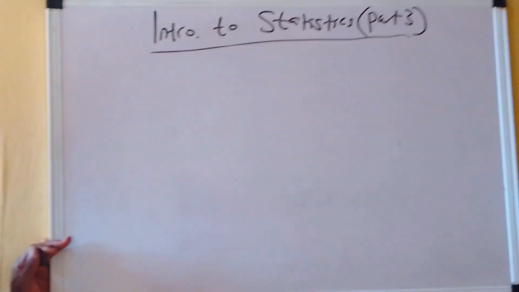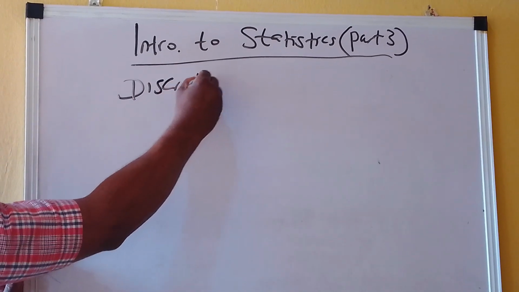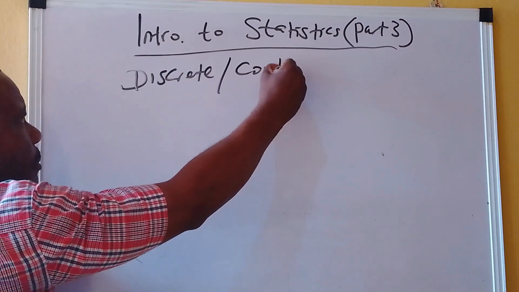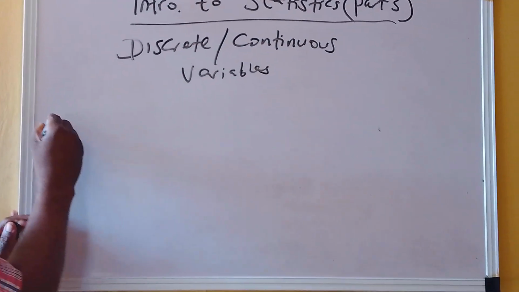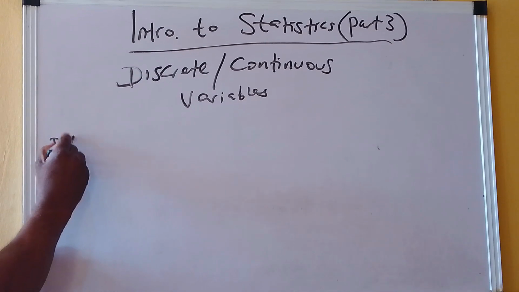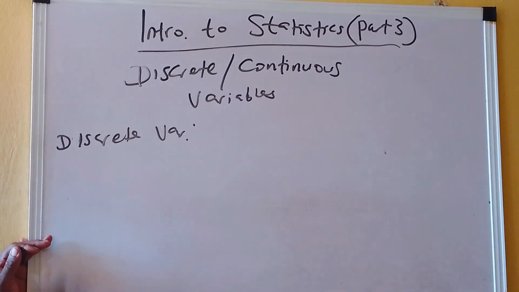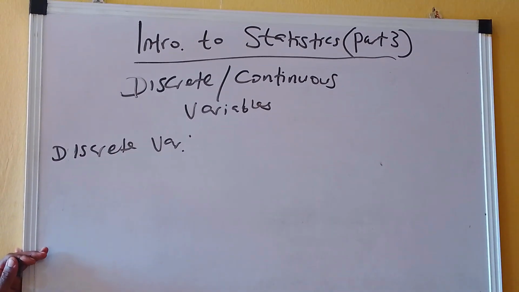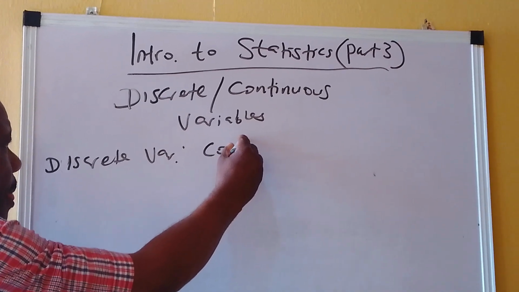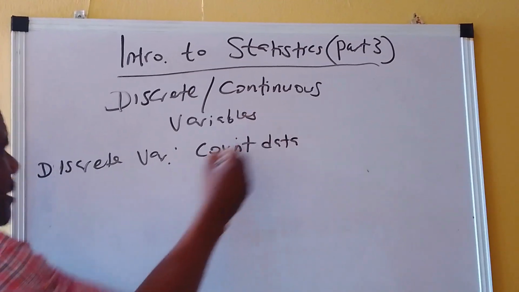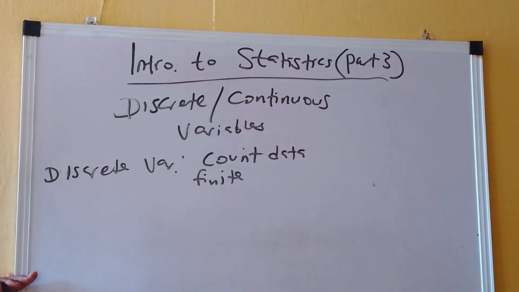Now, I want to continue. Let us look at discrete and continuous variables. Number one, discrete variables. Discrete variables are variables that represent count data. They have a finite number of terms. They can be counted.